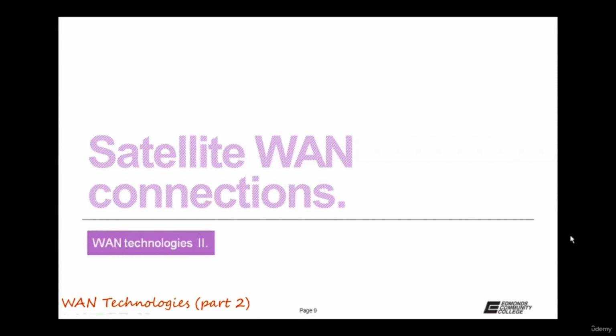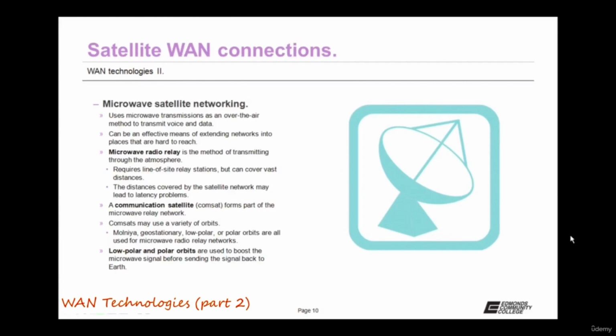It is time for us to conclude with satellite WAN connections. Satellite WAN connections are a type of microwave satellite networking. It uses microwave transmissions as an over-the-air method of transmitting voice and data, just like WiMAX. It can be an effective means of extending networks into places that are hard to reach. It does use microwave radio relay as the method of transmitting data through the atmosphere. Just like WiMAX, it requires line-of-sight relay stations, but it can cover even more distances than WiMAX. Why is that? That's because it utilizes a satellite network.